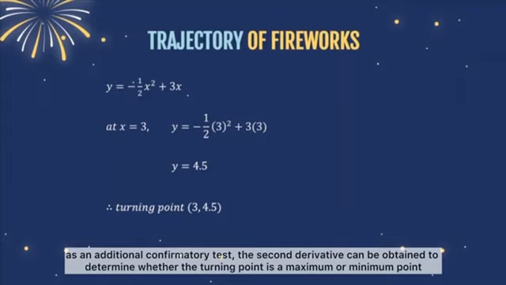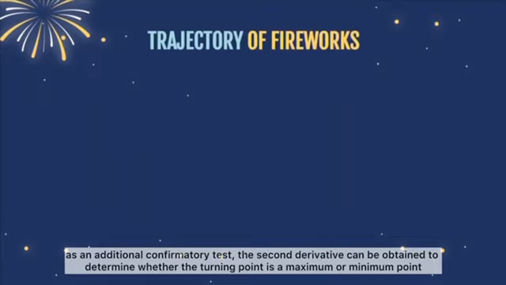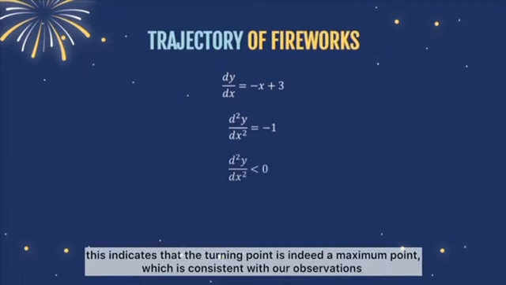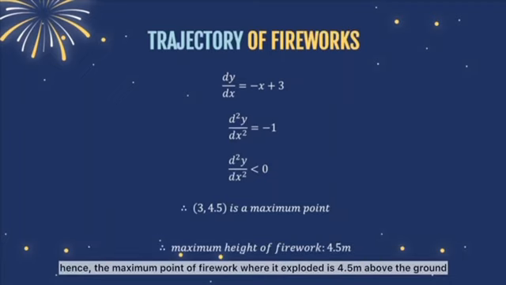As an additional confirmatory test, the second derivative can be obtained to determine whether the turning point is a maximum or a minimum point. By differentiating the first derivative, we get the second derivative, which is negative 1. Negative 1 is a value less than 0. This indicates the turning point is indeed a maximum point, which is consistent with our observations. Hence, the maximum point of firework where it exploded is 4.5 meters above the ground.